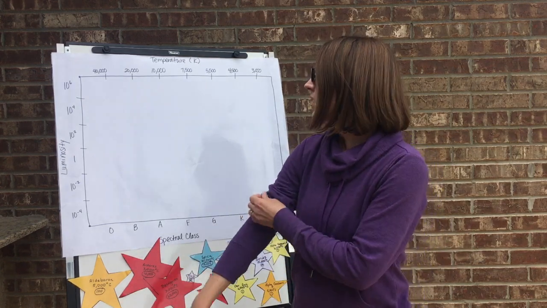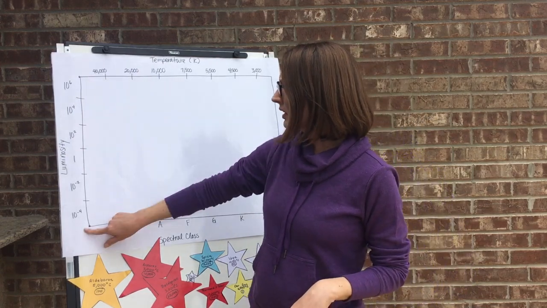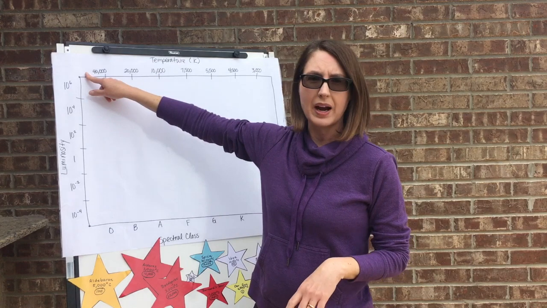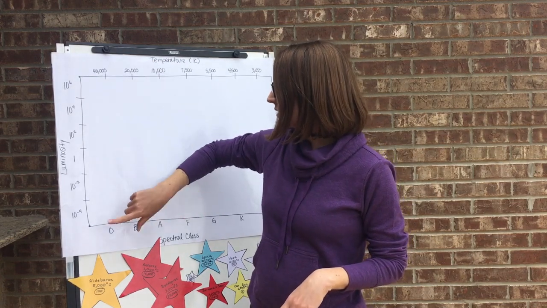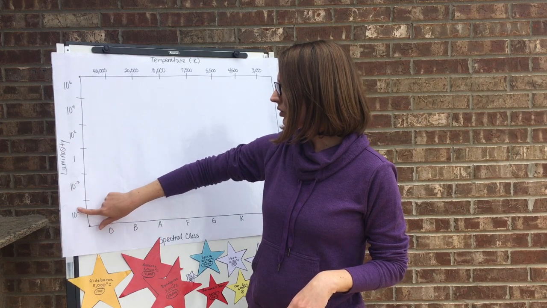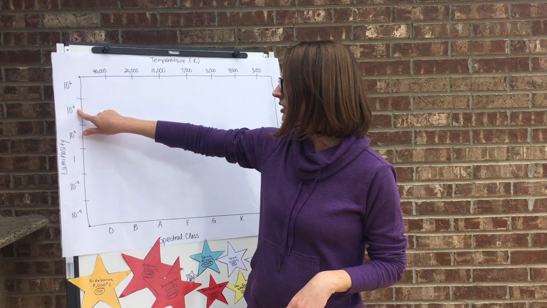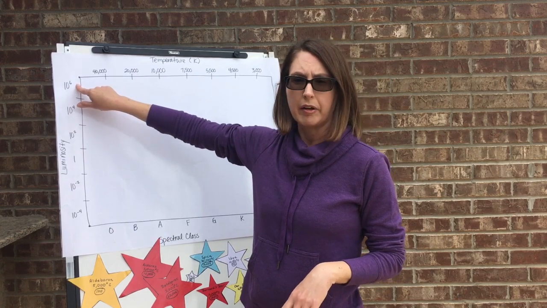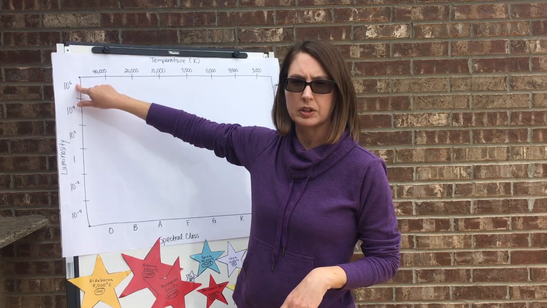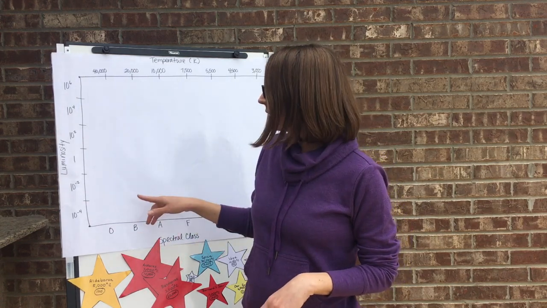All right. So on the HR diagram, luminosity is graphed on the y-axis, and you'll notice that these are like 10 to the negative fourth power, 10 to the negative second power, 1, 10 to the second, 10 to the fourth, and 10 to the sixth. And you've maybe never done a graph that looks just like that. So let's talk about it.